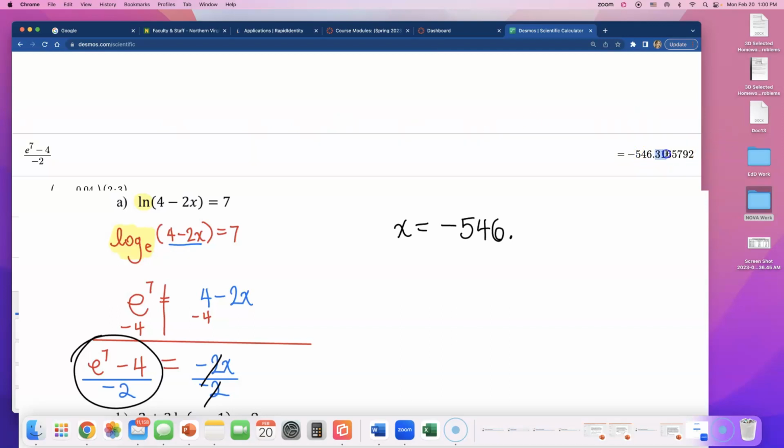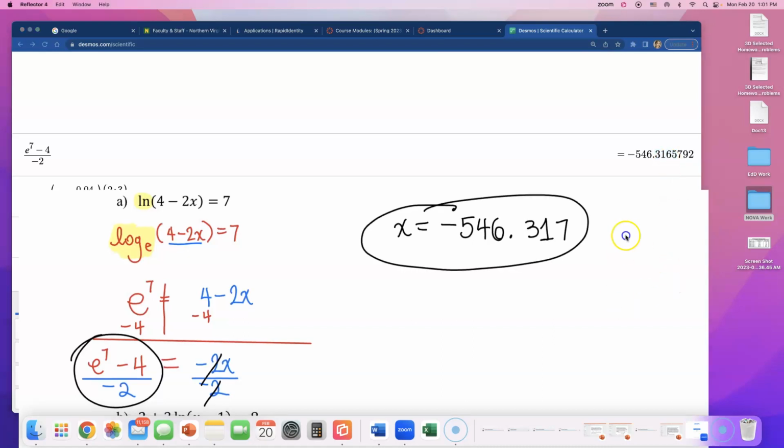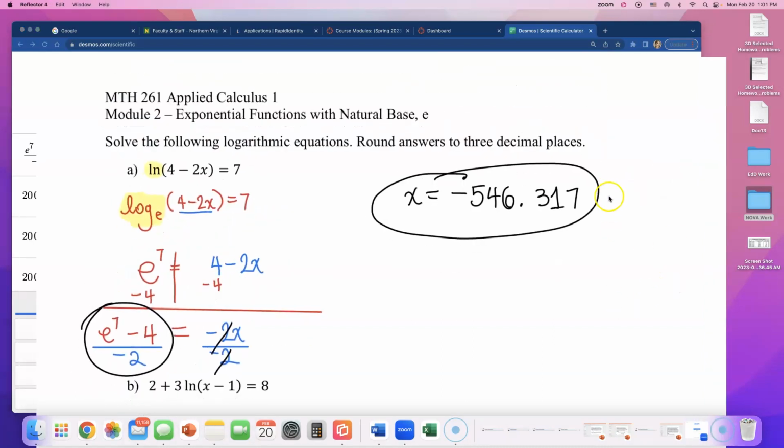So I'm going to look at this 4 and I decide I better round that up because 5 is bigger than or equal to 5. In that case, you have to round up, right? So 317th. Okay, so that's how you can find the answer rounded to 3 decimal places.